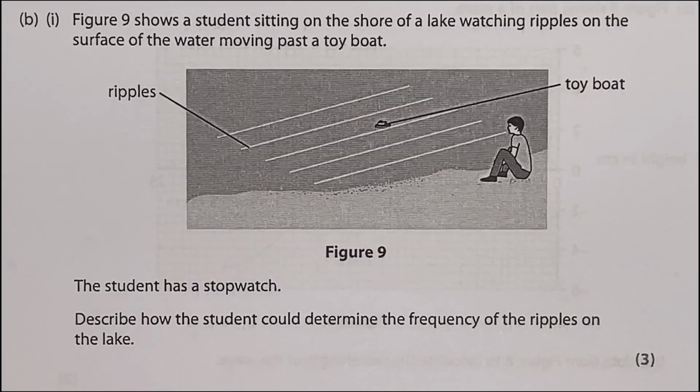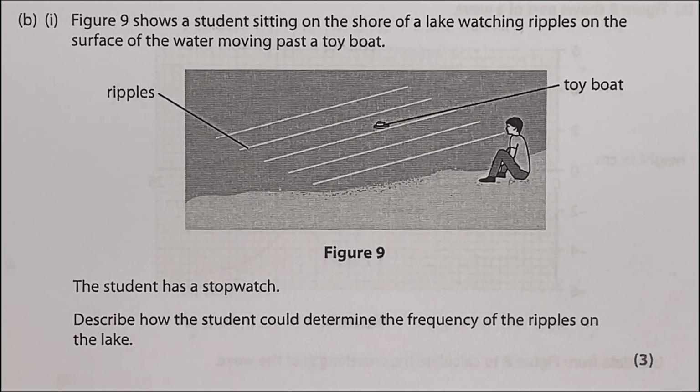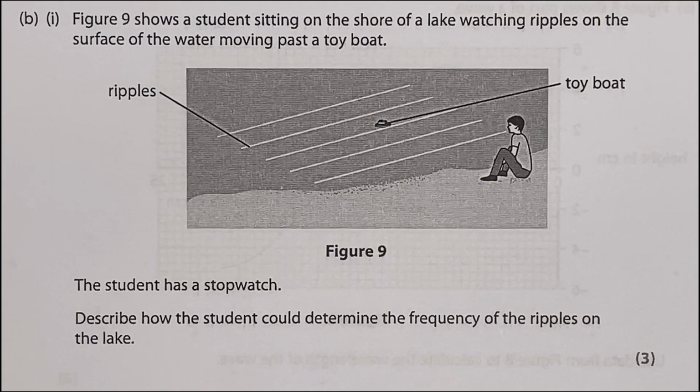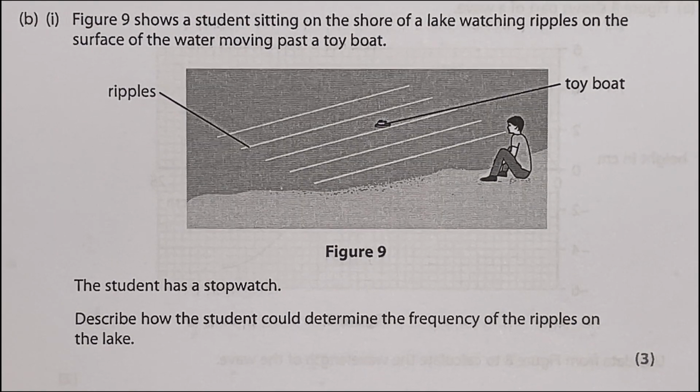1 mark, 1 mark. Figure 9 shows a student sitting on the shore of a lake, watching ripples on the surface of water moving past a toy boat. Toy boat, ripples, okay. The student has a stopwatch. Describe how the student could determine the frequency of the ripple on the lake.